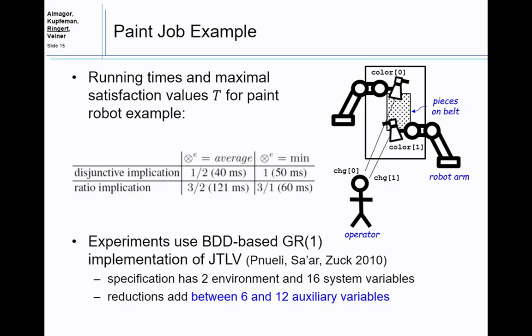So in this example, we had these two inputs and we had the colors encoded. So this was 2 variables for the input, 16 system variables, and our reduction adds between 6 and 12 auxiliary variables. We see the values for the different combinations of the disjunctive implication and the ratio implication. So the most memory would be for the ratio implication, and the average on the assumptions and, well, average on the guarantees. It's in all these cases.